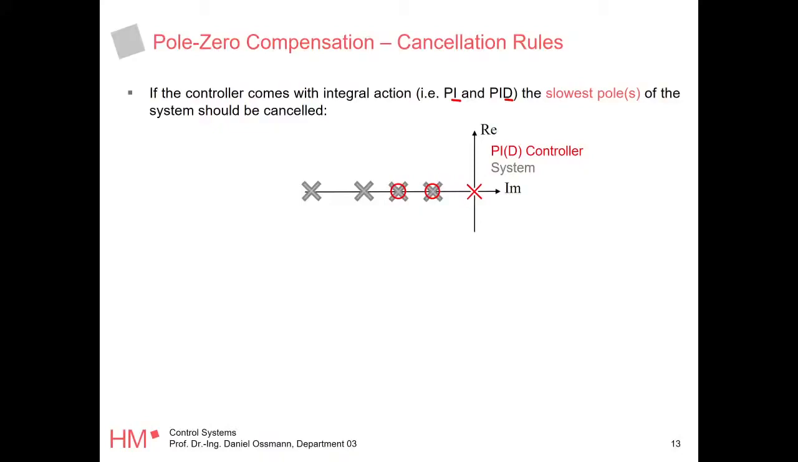So the red elements are the controller, right? A PID controller has one integrator, so a pole at 0, and it has two zeros. And you place those zeros over the slowest poles. Obviously, if you have a PI controller that has only one zero, you only go for this one here, right? So PID has 2. If you use a PI, use the first one.